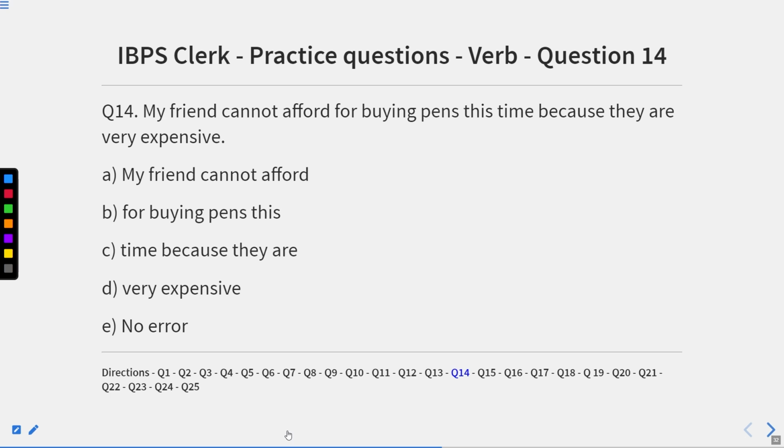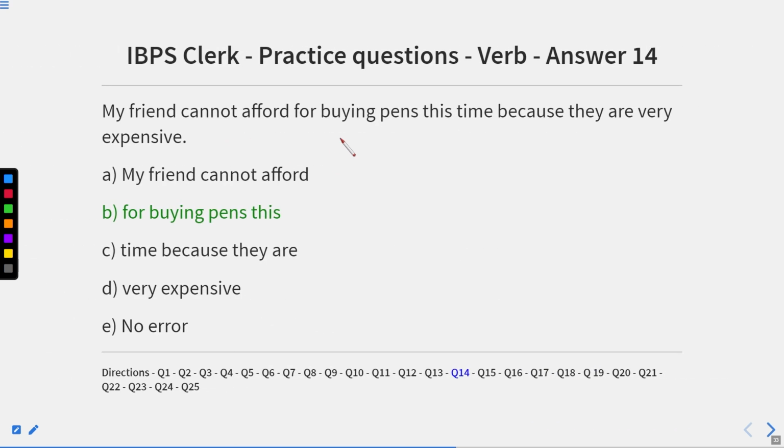My friend cannot afford for buying pens this time because they are very expensive. What can he not afford? For buying is incorrect. It should be to buy, because after afford we basically write the infinitive. Therefore the error is in part B, and for buying should be replaced with to buy. So the correct sentence will be, my friend cannot afford to buy pens this time because they are very expensive. Now let us move to the next one.